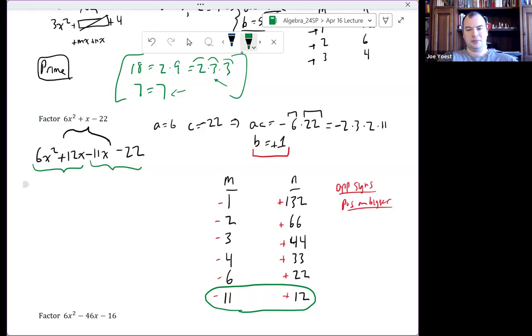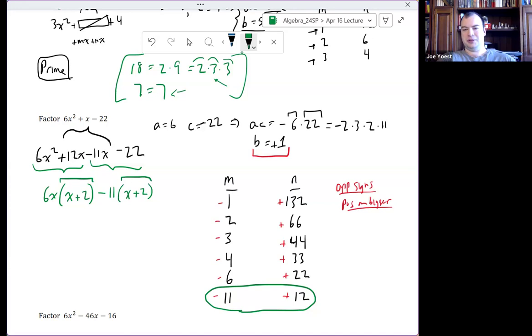So out of these first two terms, I can factor out a 6x, and I'm left with x plus 2: 6x squared plus 12x. Out of these next two terms, I can factor out a -11, and I'm left with x plus 2. I note that I'm left with this common factor of x plus 2.